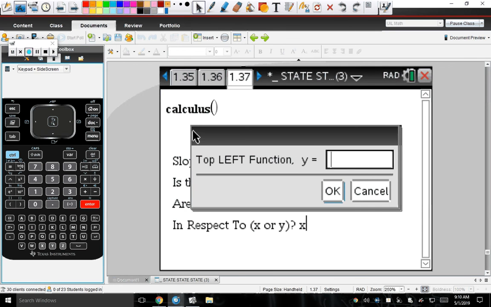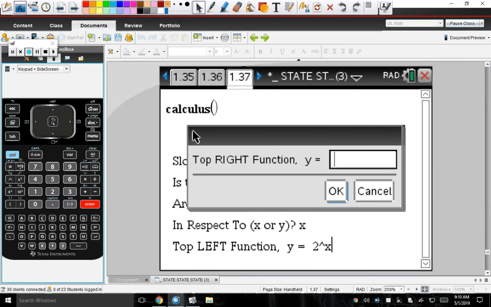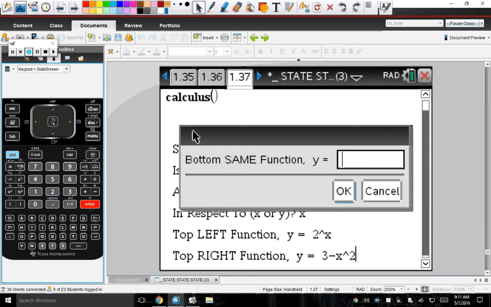What was the top left function, if you can remember? 2 to the x. Nice memory, good, good. So 2 to the x. What was the top right function? 3 minus x squared. Okay? This is only to help ease your stress whenever you were testing. What's the bottom same function? 0. And notice, it's prompting y equals, because you put dx. Had you put dy, it would prompt you as x equals right now.